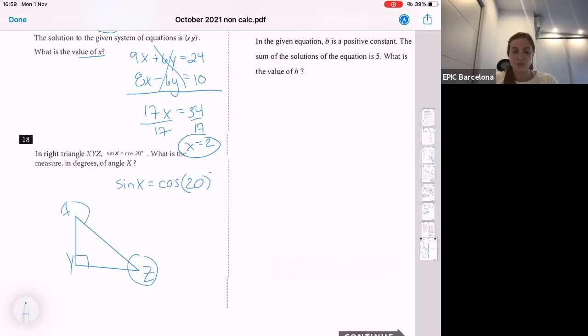And the two angles will always sum to 90 degrees. That makes sense, right? Because this is 90 degrees, these two must sum to 90 degrees, because a triangle has 180 degrees. Sine and cosine are always complements of each other. So if cosine is 20, I need this to be 70, because 70 plus 20 is equal to 90. Therefore, angle x would be 70, and that is the answer.